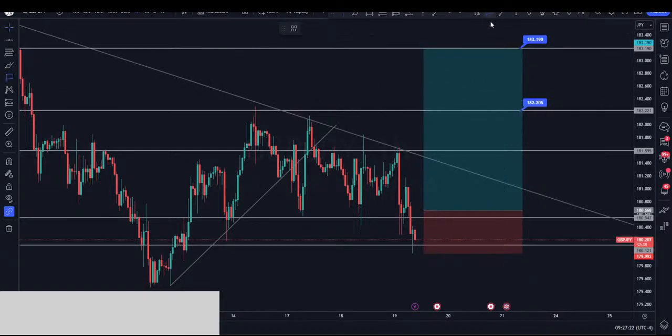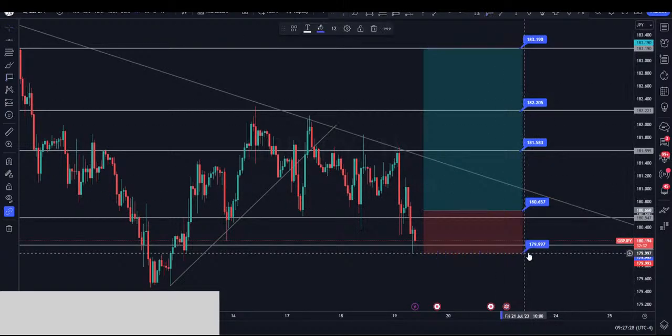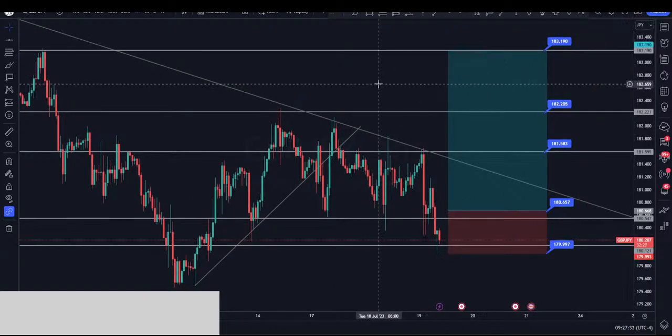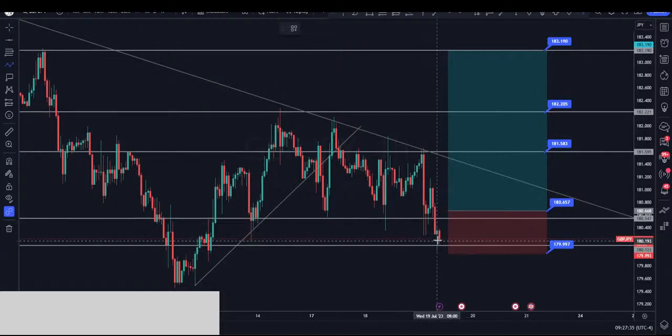Okay, we have about 2.5 minutes to go for the open. All right. Let me just draw some lines here to show kind of rejection off of this level.